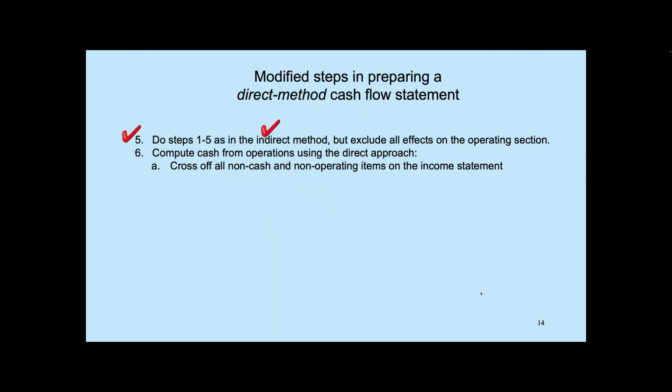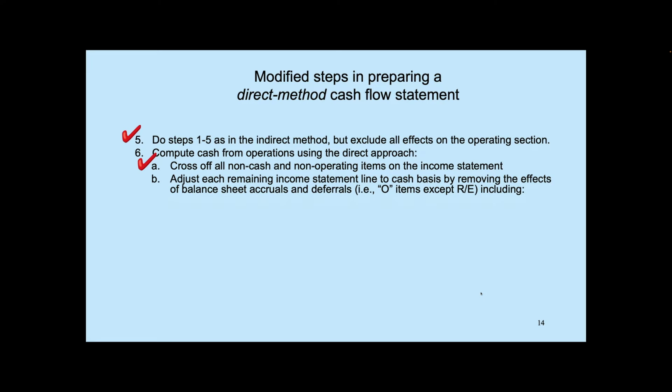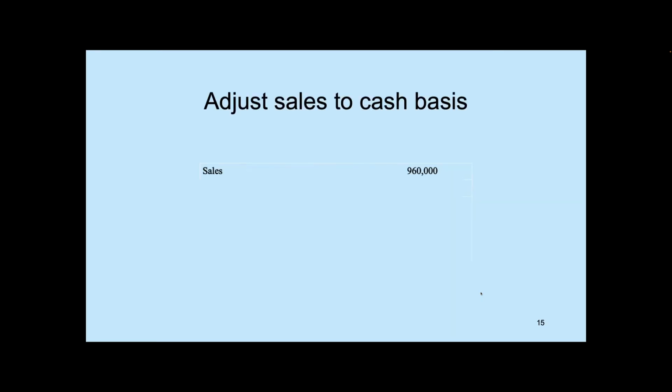So we're going to check that, cross off the non-cash and non-operating items on the income statement. Next, we're going to adjust each of the remaining income statement lines to cash basis by removing the effects of the balance sheet accruals and deferrals, including, let's adjust sales for a change in accounts receivable.